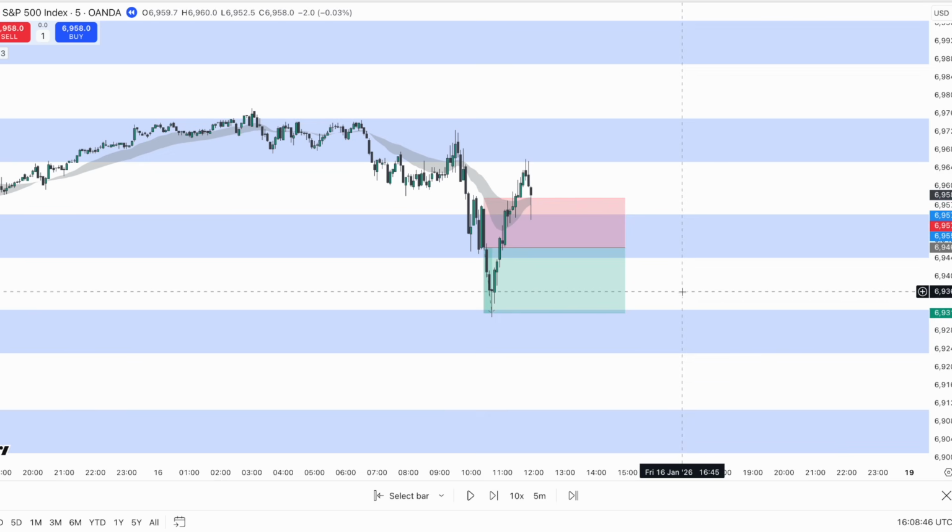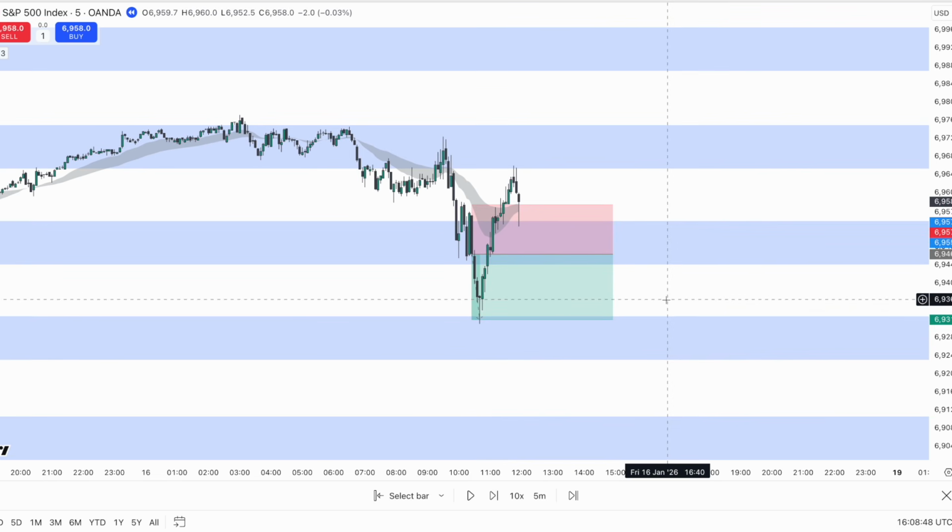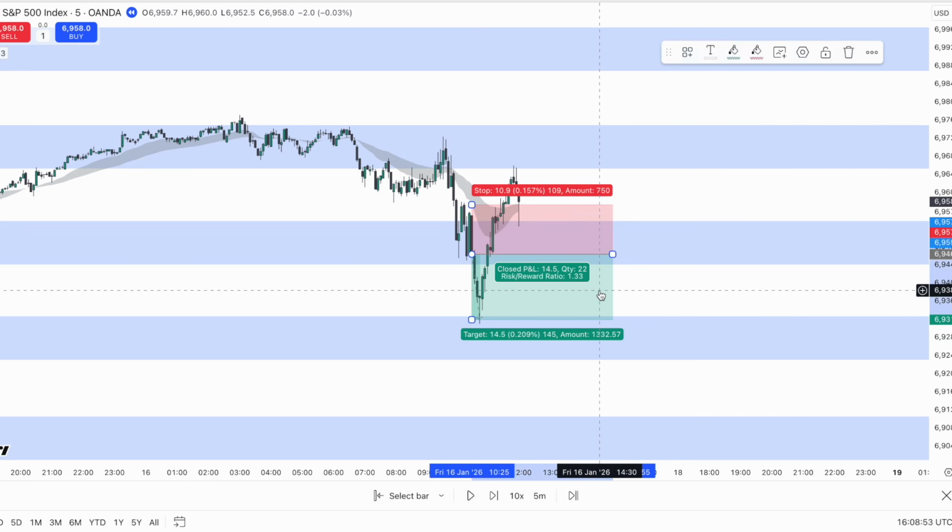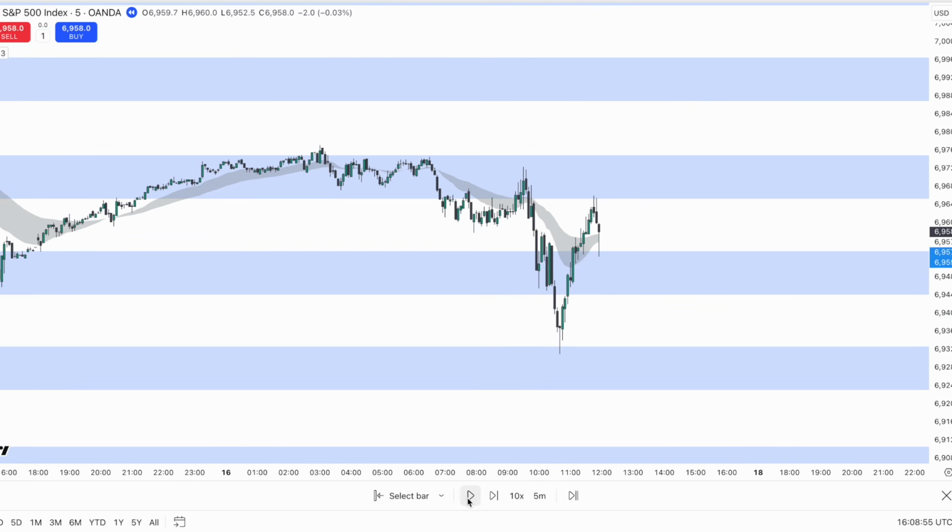The price quickly dropped and hit our target. Very simple. And that's our one winning trade for the day, so we can end the week here. That's how you trade a week like this with the LCE model.